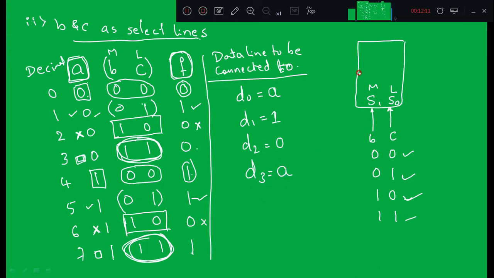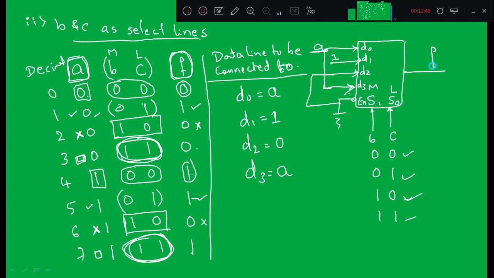So now connect. Enable, which is active low, needs to be connected to ground, right? Next, D0, D1, D2, D3. D0 is A, so I'll connect A to D0. D1 is 1, so I'll connect 1 to D1. D2 is 0, connected to ground, right? And D3 is also A, so I'll short both D0 and D3. So these two are shorted and connected to A.